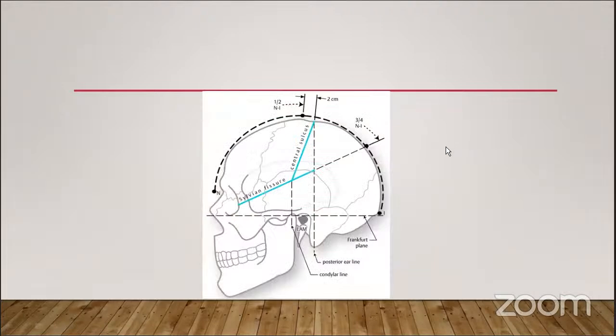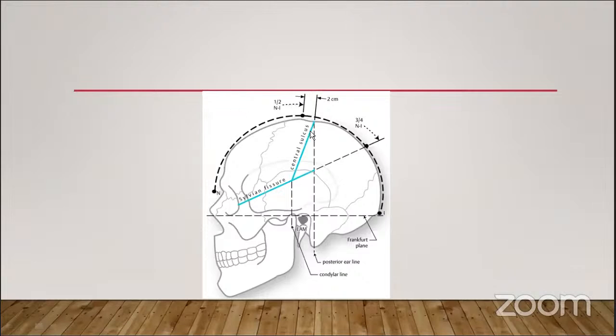Now, this is a picture taken from Greenberg, which shows the concept of the Taylor-Horton line. There's a line drawn over here from the nasion to the inion. This is the naso-inion line, and on it we have marked one half of the naso-inion line. What I'm going to describe is how to localize the central sulcus or the precentral gyrus with the help of these lines.